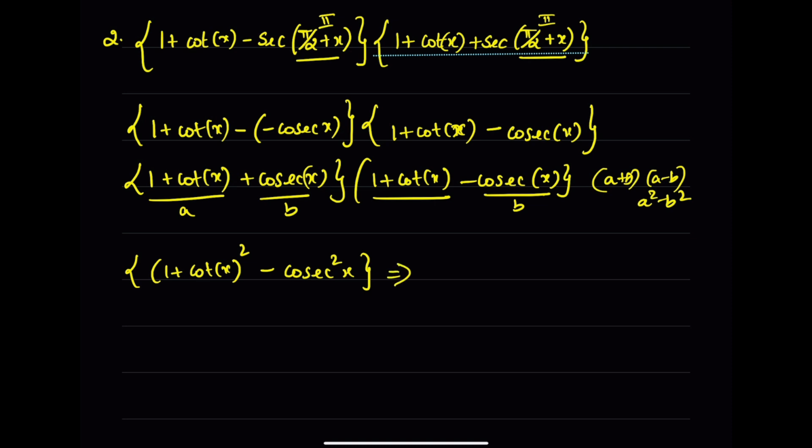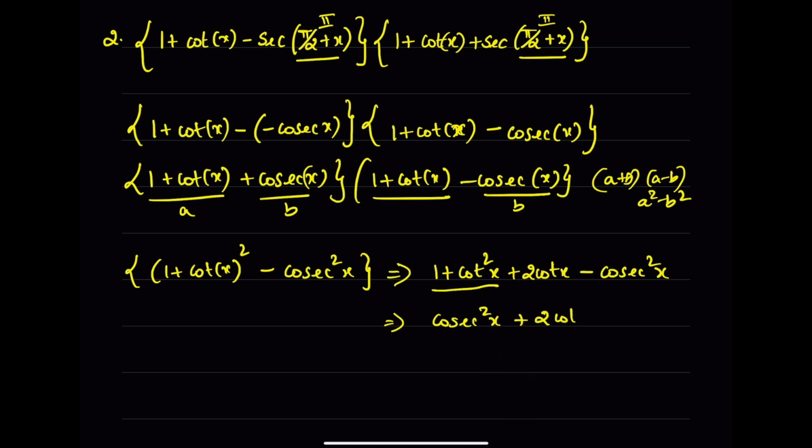Now let's expand this equation. We will get 1 plus cot square x plus 2 cot x minus cosecant square x. Now we know the trigonometric identity 1 plus cot square x is cosecant square x. Let's apply that. So we will have cosecant square x plus 2 cot x minus cosecant square x. So the cosecant square x value gets cancelled. So the final answer would be 2 times cot of x. So this is how we can solve the second question.